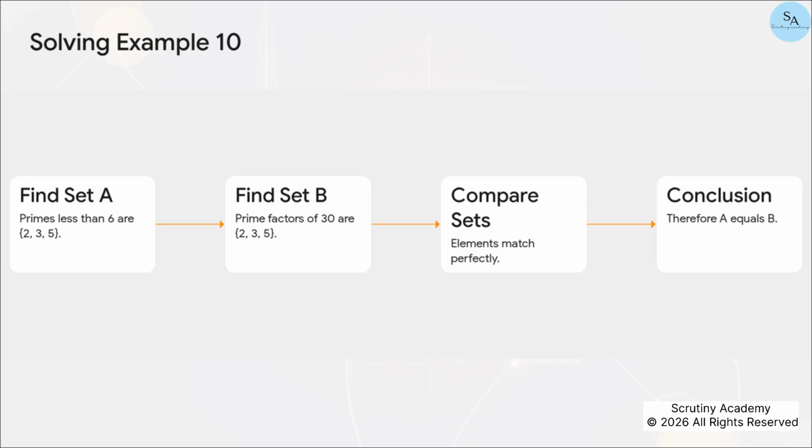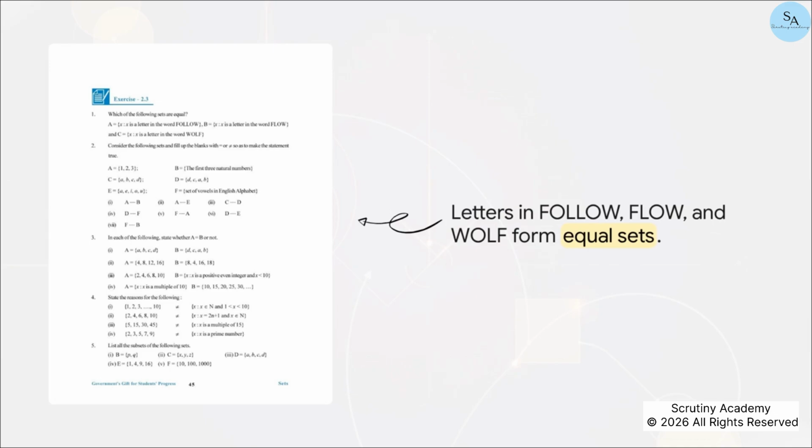Beautiful logic, right? Just to prove how incredibly confident you are right now, take a look at this exercise from the source. Question 1 asks, which of these sets are equal? Letters in the word follow, letters in flow, and letters in wolf. After our assassination example earlier, I bet you can do this effortlessly in your head. Follow drops the extra O and L to become F-O-L-W. Flow is F-L-O-W, and wolf is W-O-L-F. Exactly the same letters, just scrambled. They are all entirely equal sets.